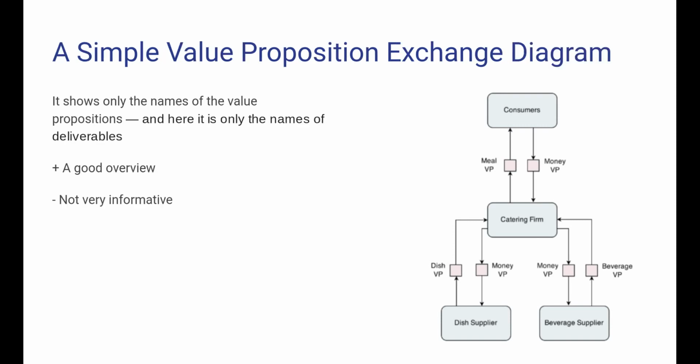What we have seen here, and it's the same diagram here to the right, is the very simplest form of a value proposition exchange diagram. It only shows the names of the value propositions, which here are only the names of deliverables. This is nice in one sense because it's very compact. You get a good overview, not a lot of details. It's not a cluttered diagram, but of course, it's not very informative. So you could wish to extend it a bit.